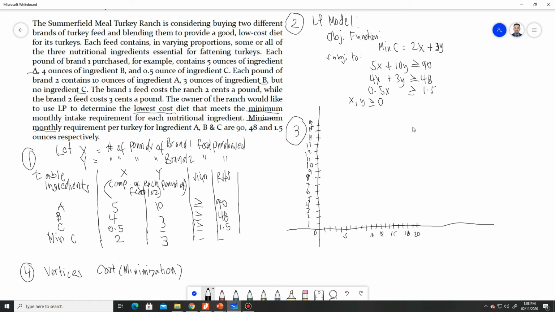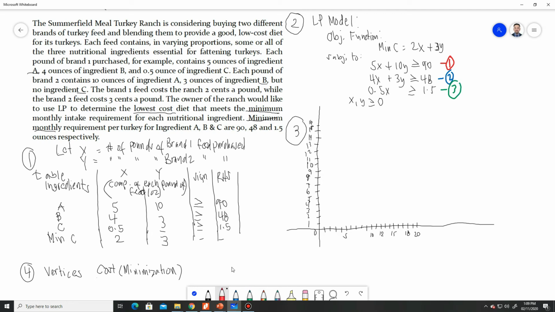Okay, next step is to graph. Now we will solve this by graphical method and getting the corner points or the vertices. Let this be equation 1, this as equation 2, and this as equation 3.